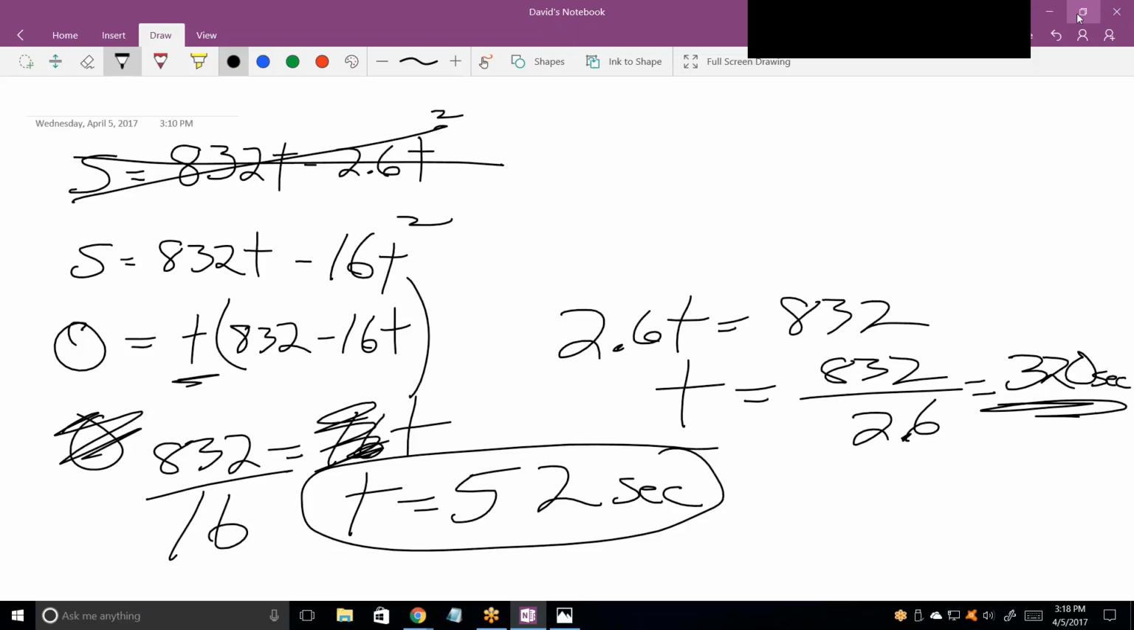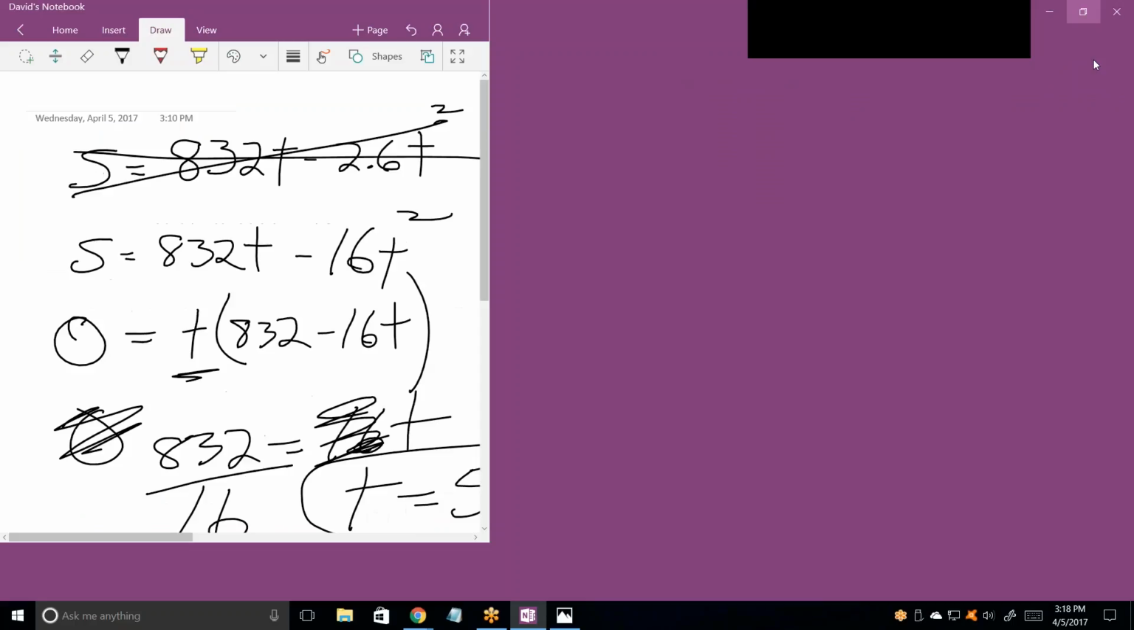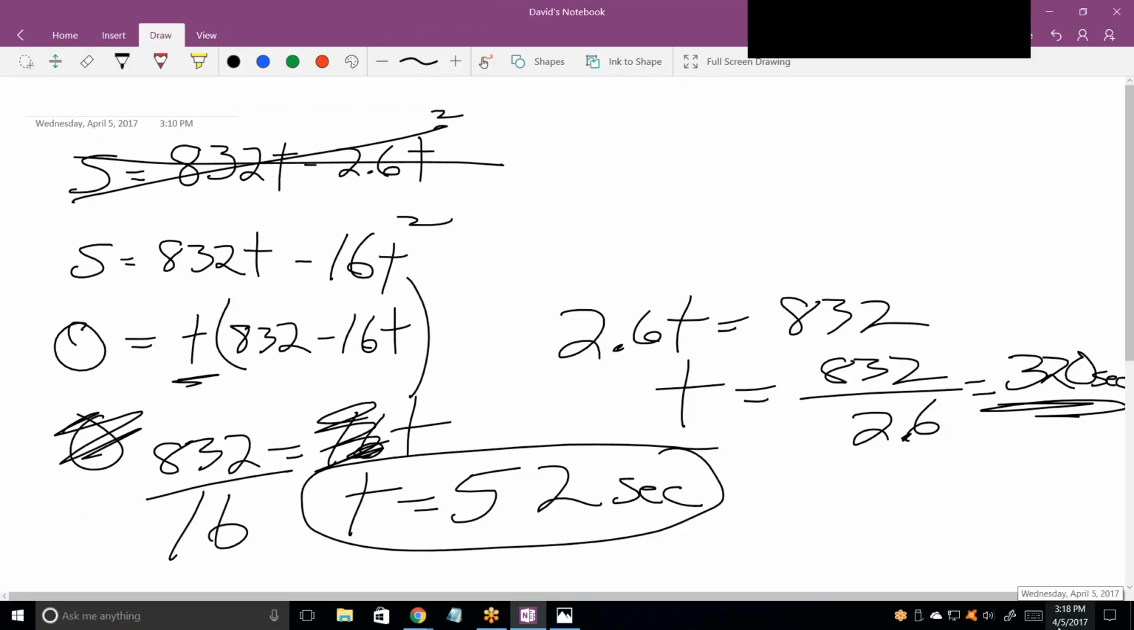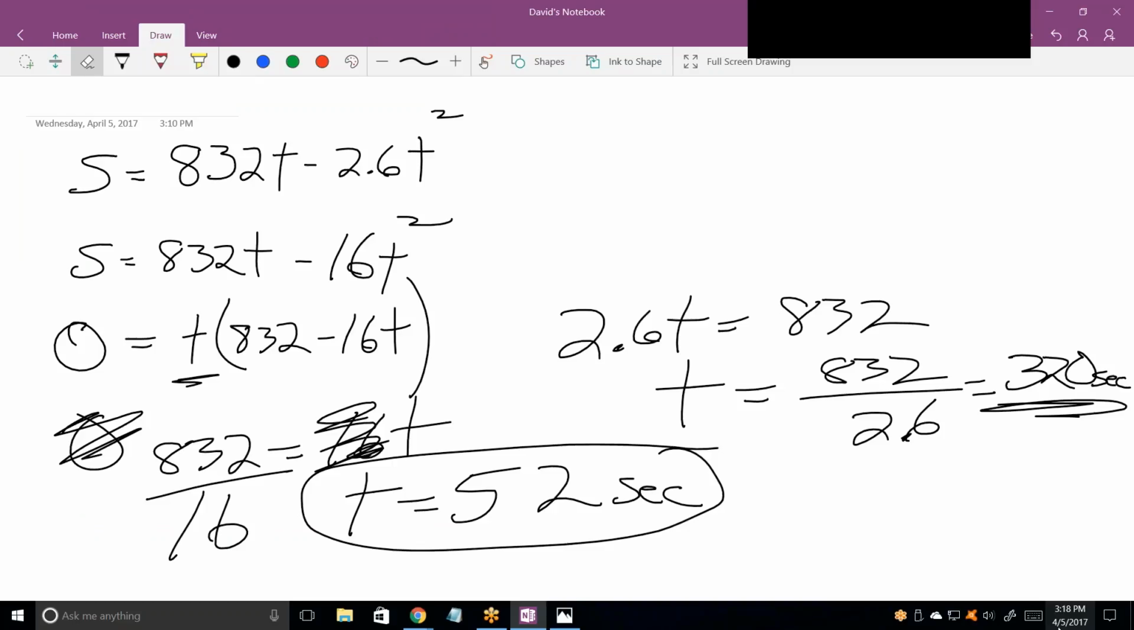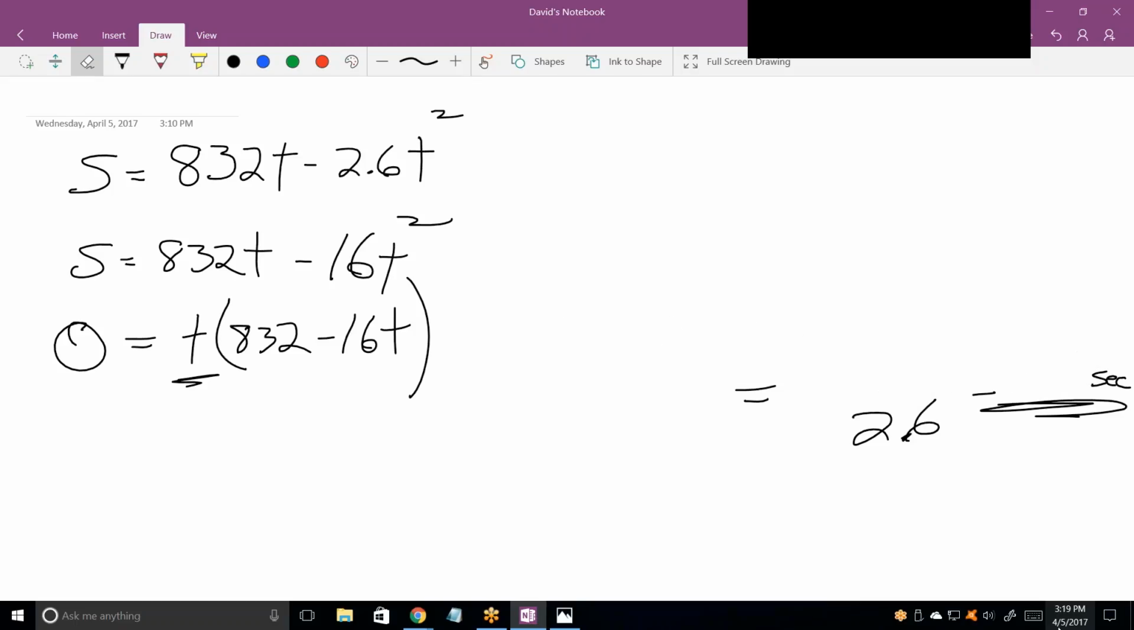Okay. How long will the bullet be aloft? We just figured it out. How high will the bullet go in both cases? This is, well, it's not really a calculus problem. I mean, it is, kind of. Probably the easiest way to solve it is with calculus.